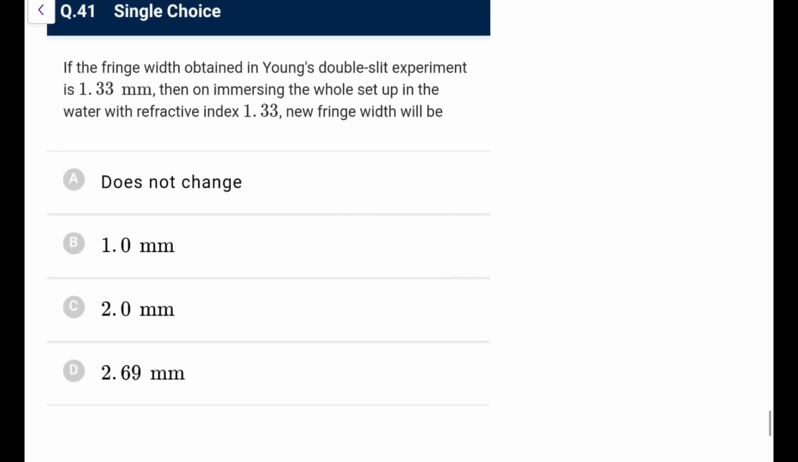If the fringe width obtained is 1.33 mm and immersing the whole setup in water, the new fringe width? So fringe width beta is lambda D by d. So lambda becomes lambda by n. So beta will also become beta by n.